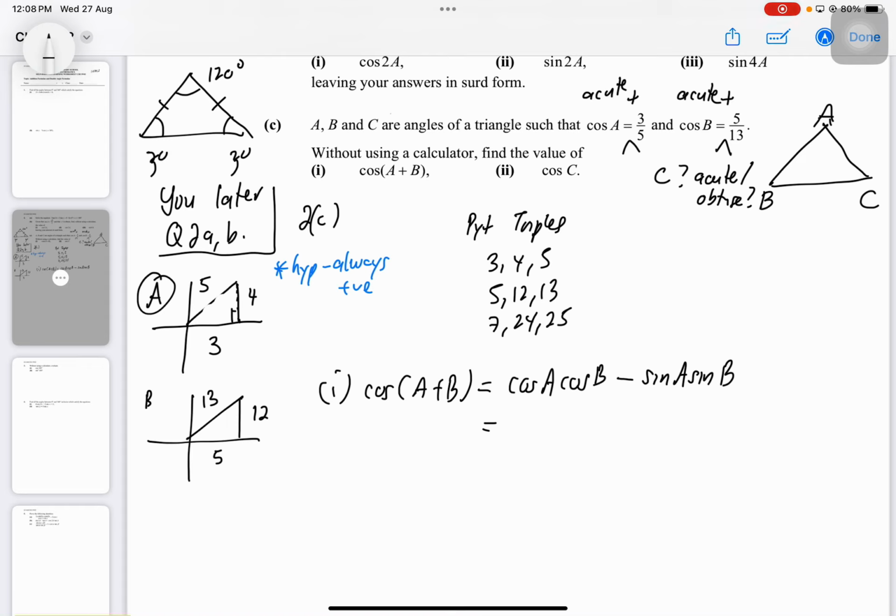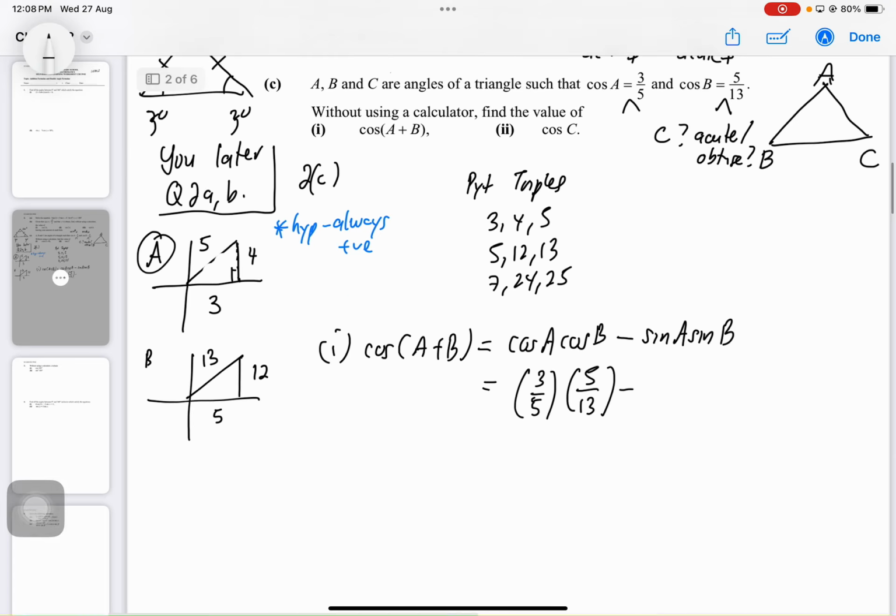Okay, so cosine A is adjacent over hypotenuse, which is 3/5. Look at the angle A here. Cos B, 5 over 13. Subtract. Sin A, opposite 4 over hypotenuse 5. 4/5. B will be 12 over 13. Okay, and please calculate that.